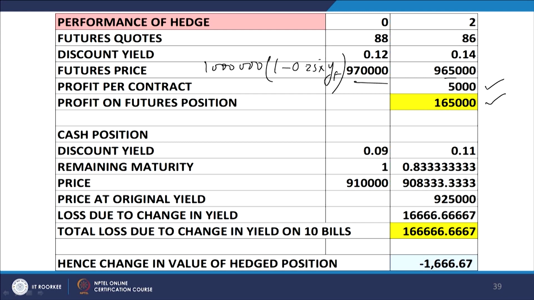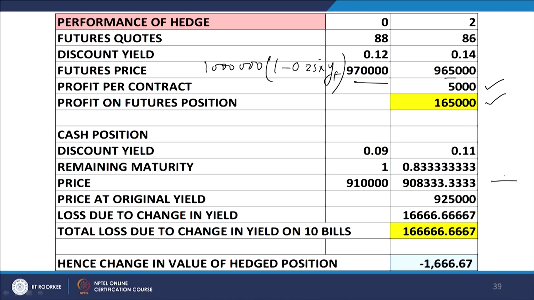The cash position, the yield has changed from 9% to 11%. The maturity at t equal to 0 was 1 year, roughly 364 days, and at t equal to 2 months, at 11%, it was 10 months, which was 0.83 of the year. Therefore, the price works out to 908,333.33. This is the price at the end of the second month, corresponding to a yield of 11%.